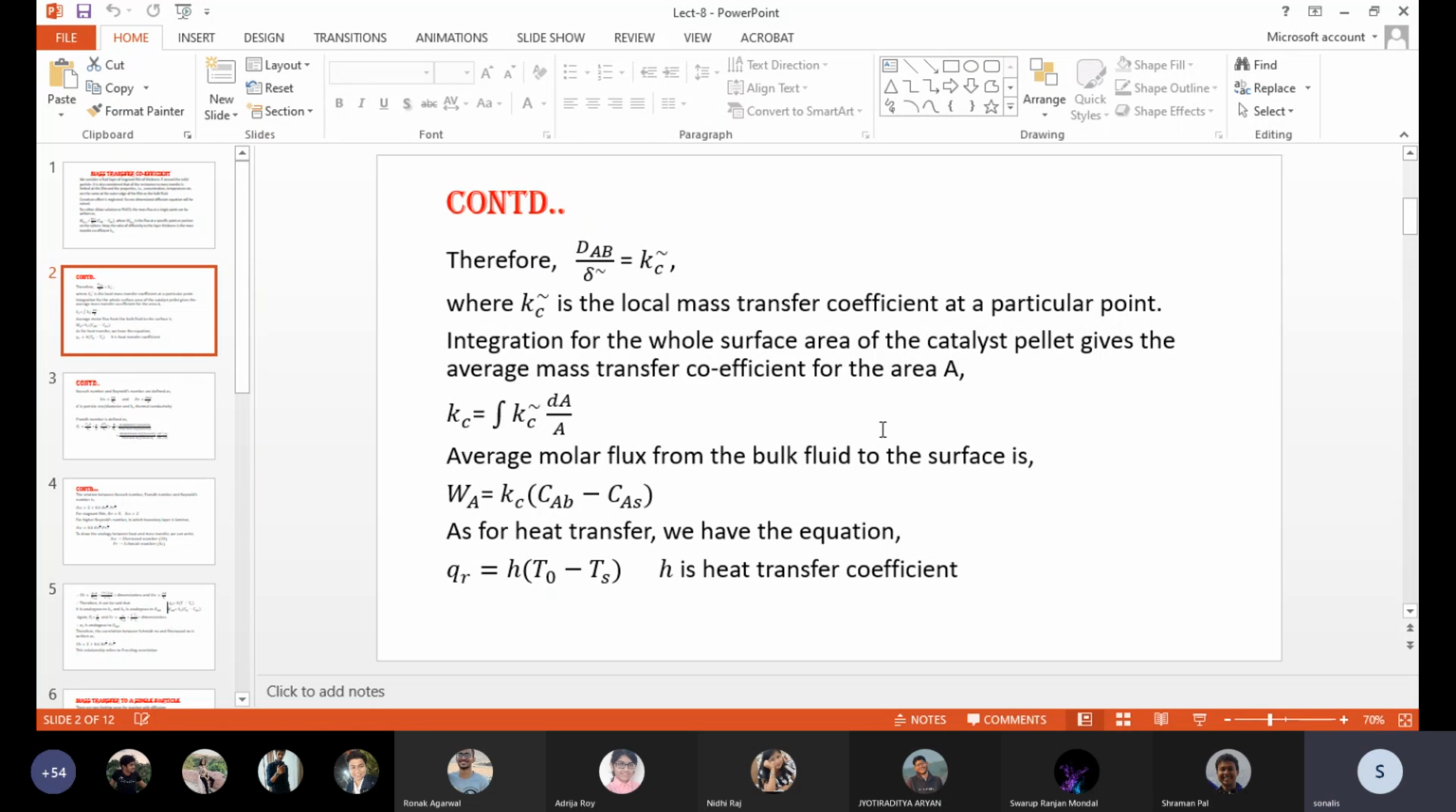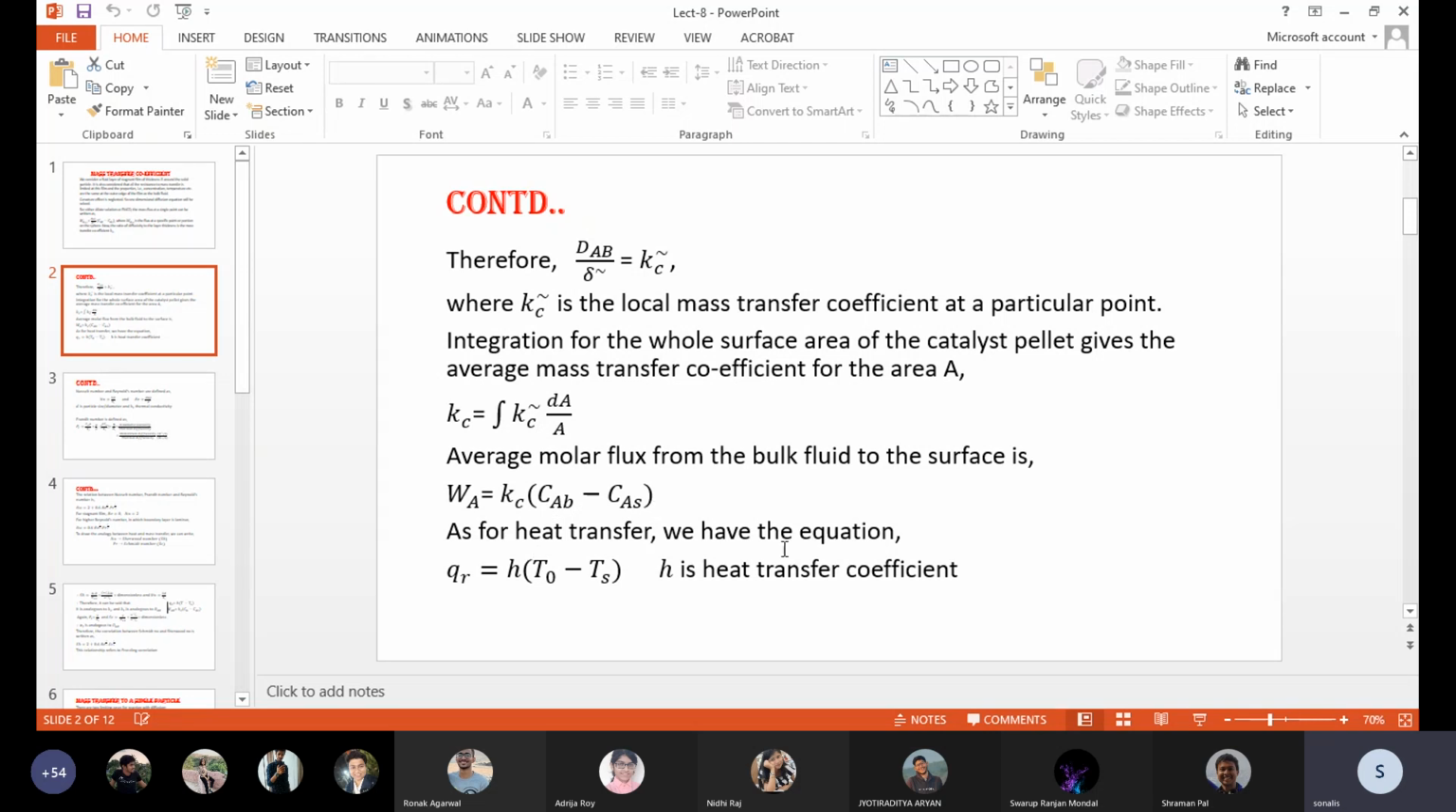Now, we have to get the total mass transfer coefficient for the whole surface area of the catalyst pellet, which gives the average mass transfer coefficient for the area A. So, Kc is equal to the integration of Kc tilde dA by A for the whole area A around the catalyst surface. The average molar flux from the bulk fluid to the surface is WA is equal to Kc into CAB minus CAS. In the same way, instead of DAB by delta, we have solved it using the mass transfer coefficient. So this is the equation WA is equal to Kc into CAB minus CAS.